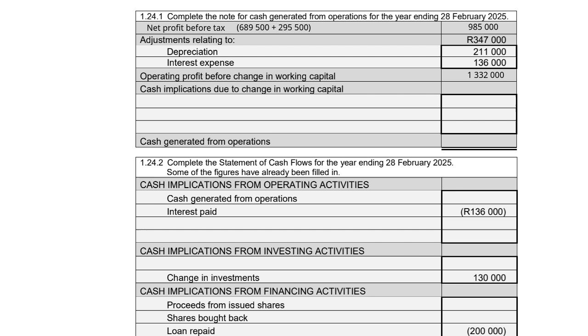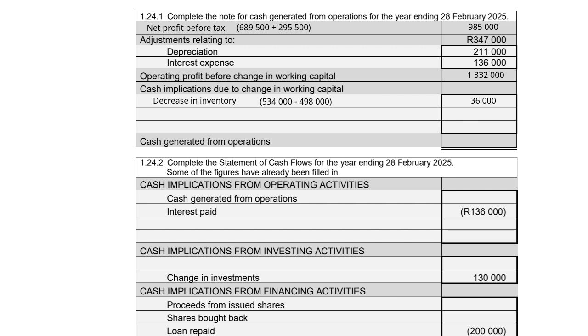Cash implications due to the change in working capital. We are going to look at the change in inventory, debtors, and creditors. If we go to inventory from information B, in 2024 it was 534,000. In 2025 it was 498,000 Rand. So we had a decrease in inventory. 534,000 minus 498,000 gives you 36,000 out of brackets, as it's an inflow of cash.